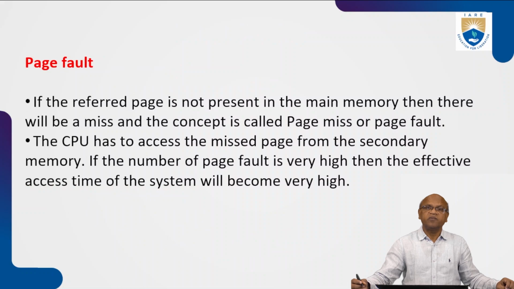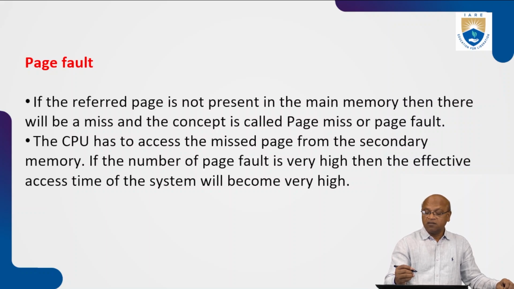And we see what a page fault is. A page fault means that if the referred page is not present in the main memory, then there will be a miss, and this is called a page miss or page fault. The CPU then has to access the missed page from the secondary memory. If the number of page faults is high, then the effective access time of the system will become very high. So in this case, we will see an example.